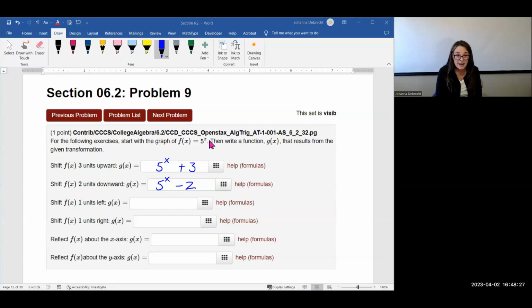I want to shift it left. Left, I have to do the opposite. It's right next to the x, so instead of minus, I'm going to add. So this is going to give me 5 to the x plus 1, and I like to put these in front. And this one is all in the power. Now, starting back again with the parent function 5 to the x, shift right. So that's a 5 to the x, and instead of adding to go left, I'm going to subtract to go right.